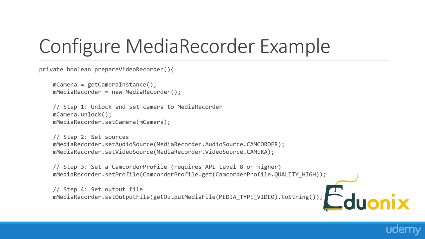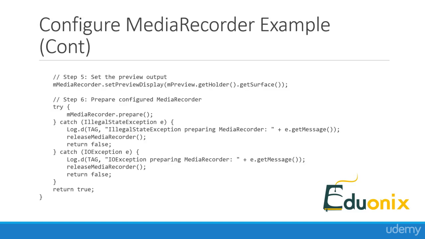In step 4, we configure and set our output file for this recording. In the fifth step, we can set up our preview for the recording. And finally, in our sixth step, we prepare the media recorder. In case of an exception, we release the media recorder. Once the media recorder is prepared, we can start recording by calling the start method on the media recorder. Note that we have to ensure that the recorder is released properly by calling the release method.